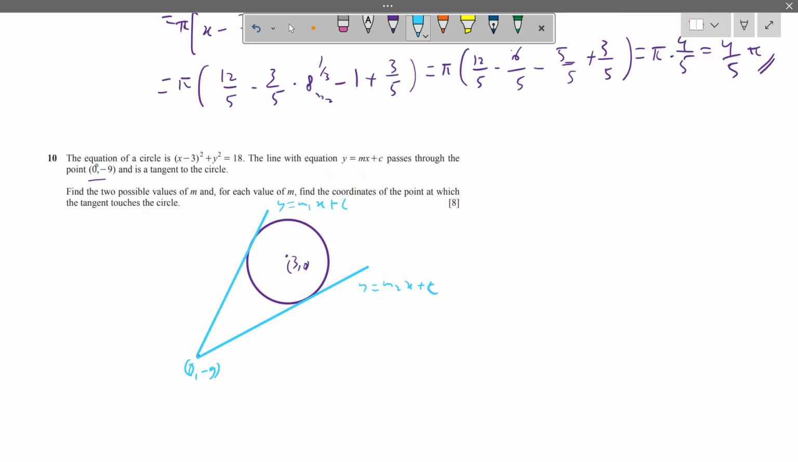Now, we are given the fact that this line passes through the point (0, -9). That means one half of the line equation is already known. y is equal to mx minus 9, because -9 is the y-intercept of these lines. So like if you were to draw the axis, it would be something like this.